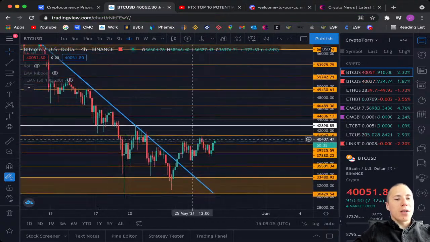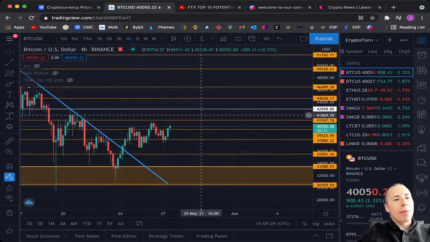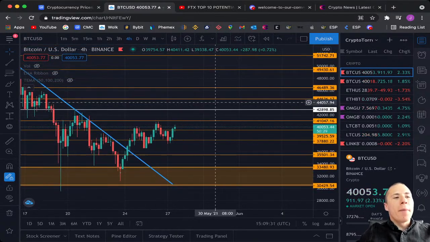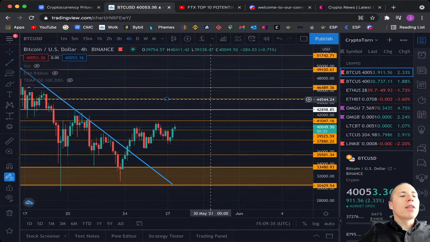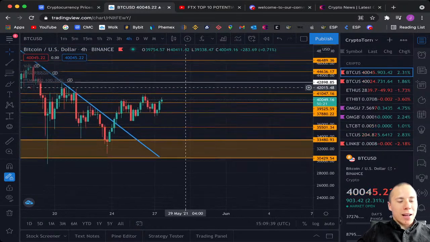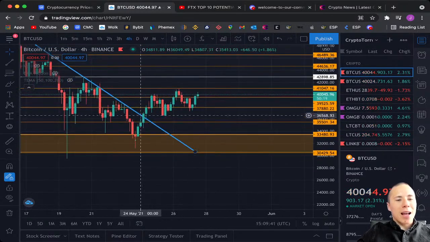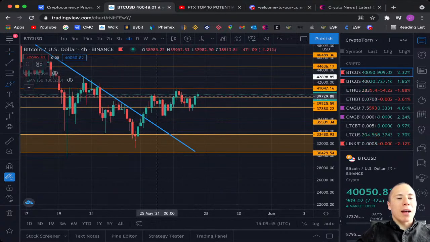So let's take a look at Bitcoin and how it is currently performing. What we are seeing right now is that I opened up the chart of Bitcoin compared to the US dollar on the 4 hourly time frame. And what are we actually looking at? Well, you could say this is a type of accumulation phase that we're currently in.